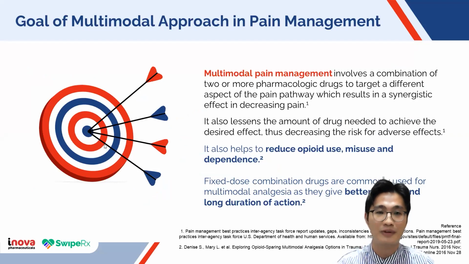What are the goals of multimodal approach in pain management? It actually involves combining 2 or more pharmacological drugs to target different aspects of the pain pathway. So at the same time, it will lessen the amount of drug, the strength of the drug needed to achieve the desired effect and reduce the risk of adverse effects. It also helps to reduce the opioid use, misuse, and patient dependence. So FDC, the fixed dose combination, are commonly used, and they actually give a better effect and longer duration of action.